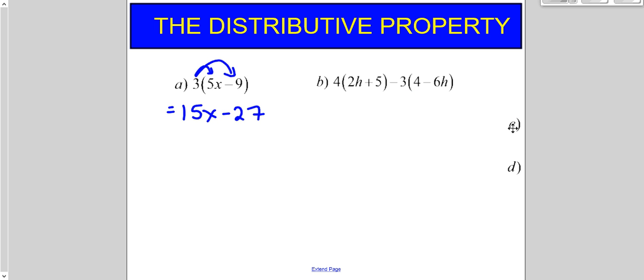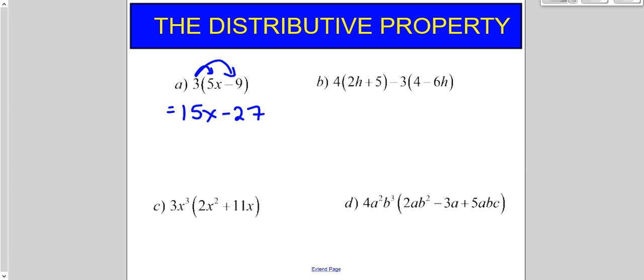Okay, so let me put a few more out here so you could give them a try. You're going to have to remember your exponent laws here also. That's why we reviewed them first. Exponent laws also will come into play. So feel free to pause the video right here and then come back to me.